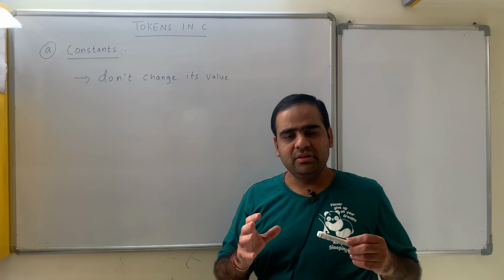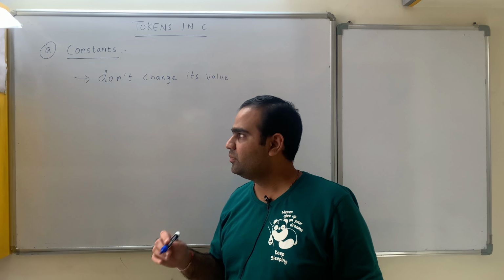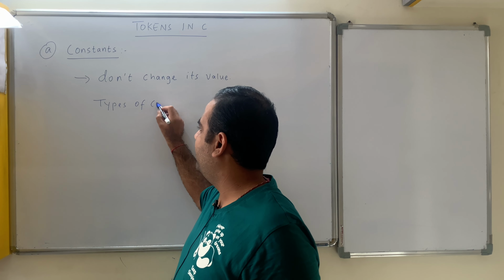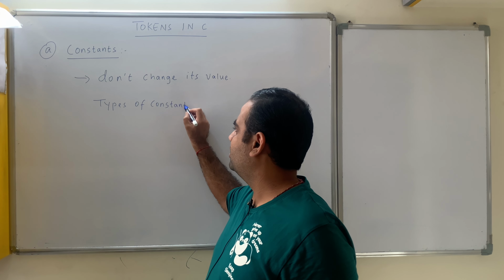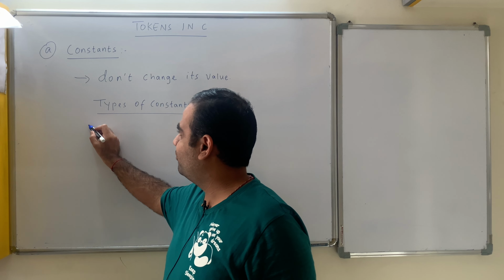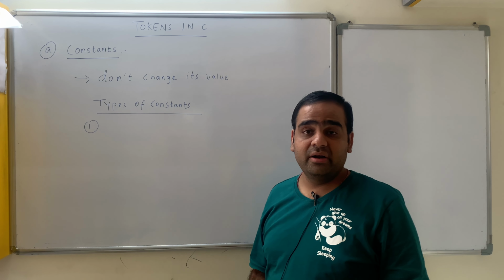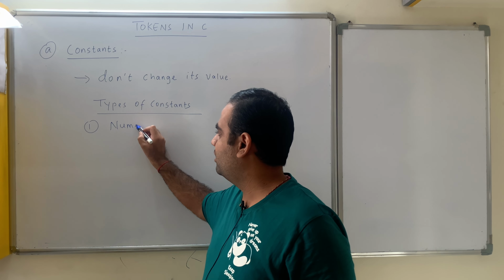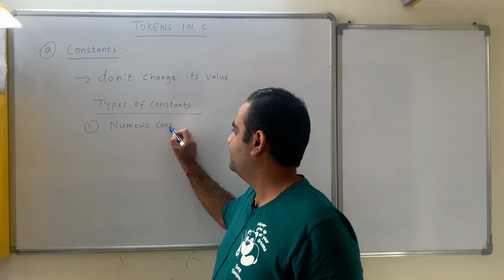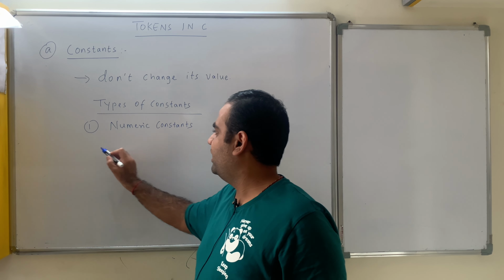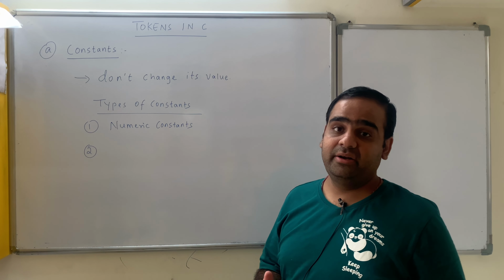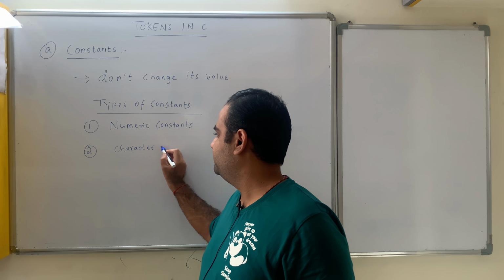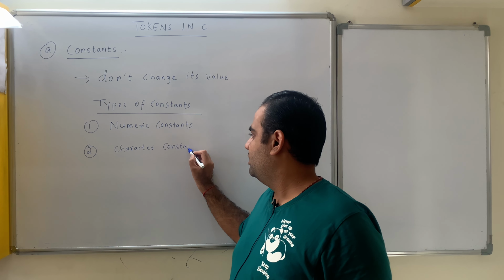Now at a higher level there are two different types of constants. Let me write here types of constants. The first type of constants are the numeric constants. And the second type of constants are the character constants.